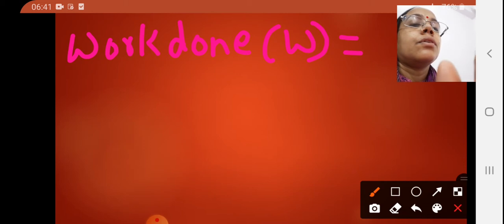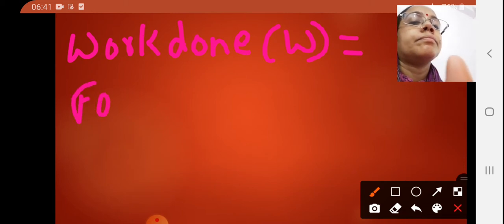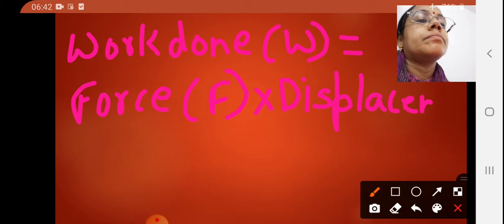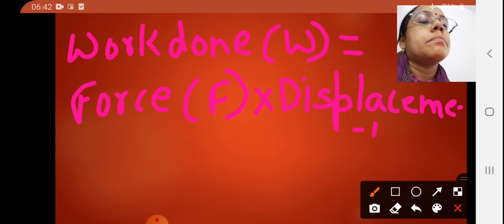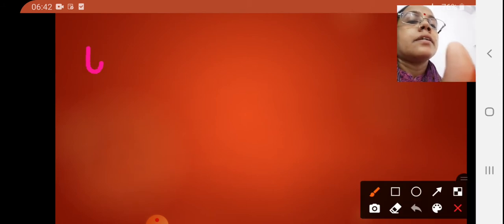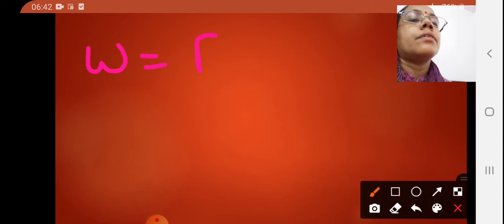is equal to force F into displacement D. Okay, so we can simply write W is equal to F into D.